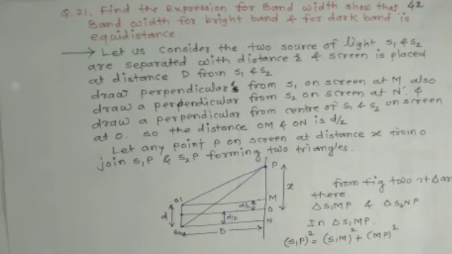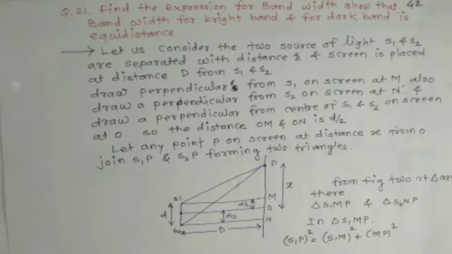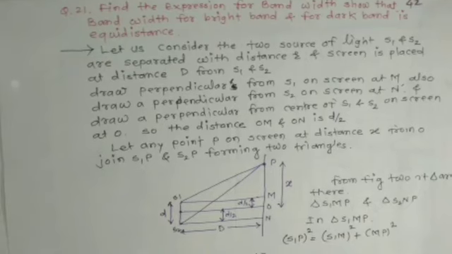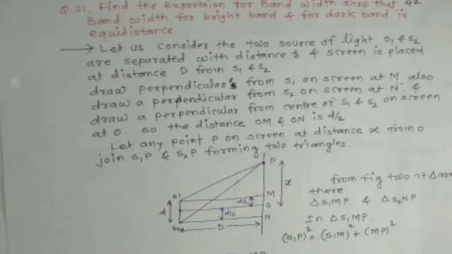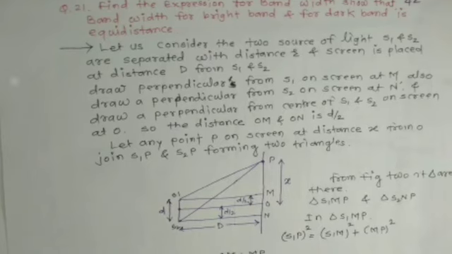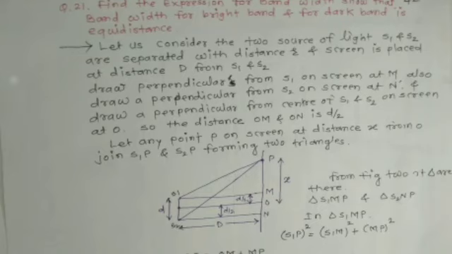Question number 21. Find the expression for bandwidth. Show that bandwidth for bright band and for dark band is equidistant.